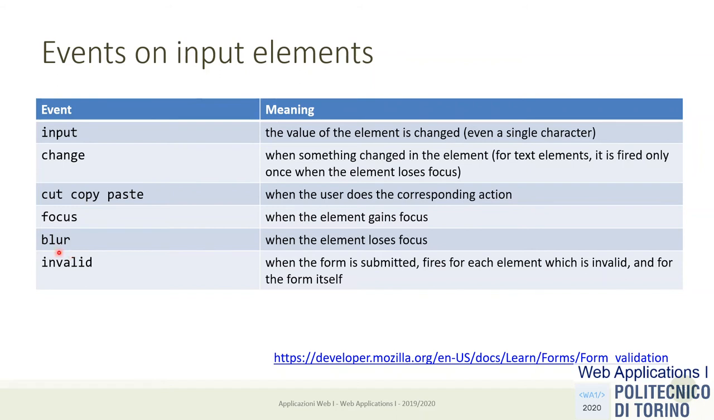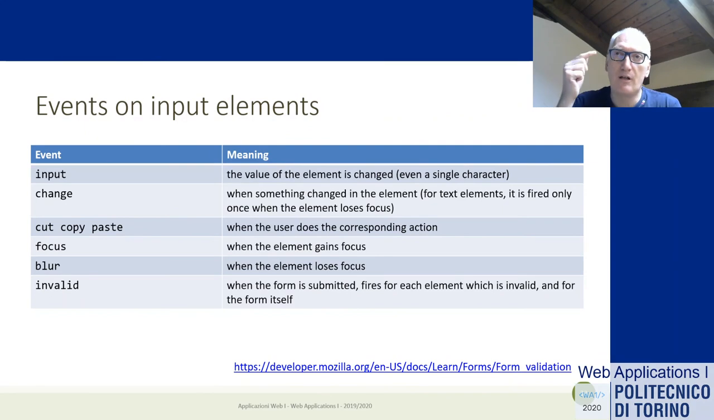And finally, there's this invalid event that will fire when you try to submit the form. So if you try to submit the form by clicking on the submit button, that maybe is called save or close or something else, then the browser will check all the input elements and apply the validation rules on every element. If there's something which is not valid, the browser will generate an invalid event on every element which has some problems. So maybe you have five elements, two of them have problems, so you will get an invalid event from the second one and an invalid event from the fourth one, plus an invalid event on the form element at the top level. So you can decide where you put your own event handler.